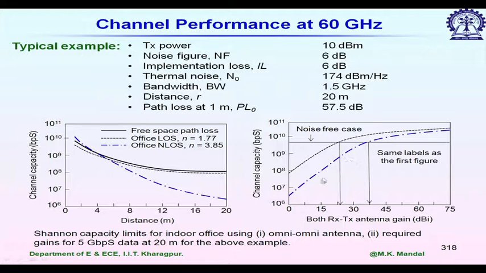So, here what we are considering is that we do not have any control over transmit power and other things. The only thing we can change is the gain of the antennas, and this plot shows what should be the minimum gain of the antennas to maintain this 5 Gbps data rate at 20 meter separation.